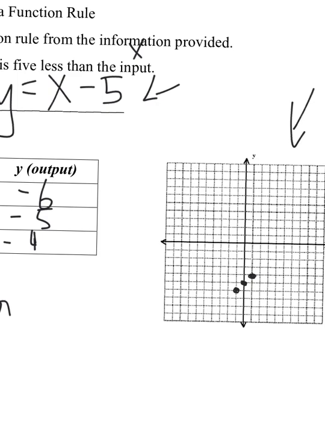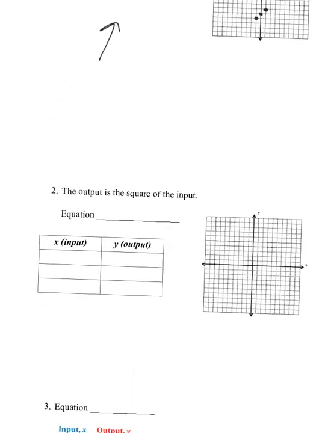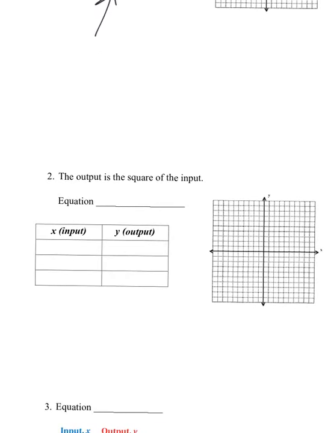So another piece here is to write a function rule when maybe it's not a linear function, maybe it's not something that you're normally used to seeing. That is when you say that the output, or your y value, is the square of the input. Okay, so take your input, which is x, and then square it. This actually is not a linear function. So we can again put our inputs as whatever values you want. You can do -1, 0, and 1. And then it's going to be the square of that. So the square of -1 is 1. The square of 0 is 0. The square of 1 is 1.